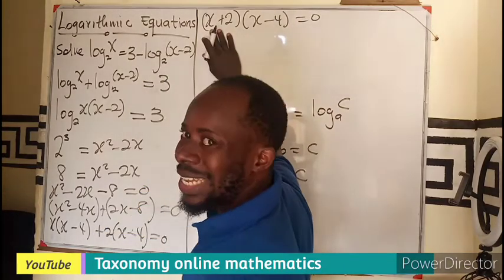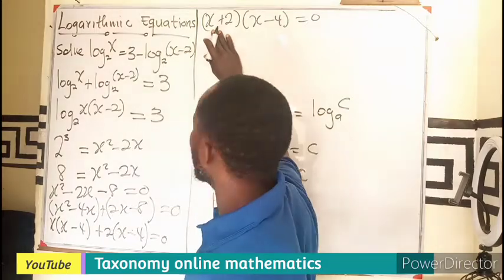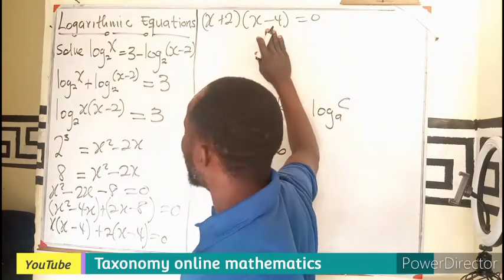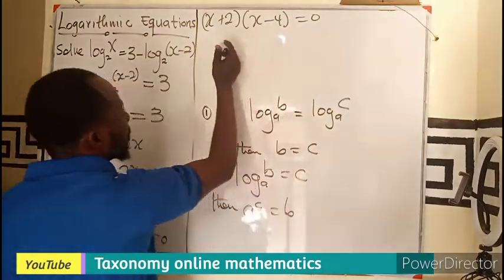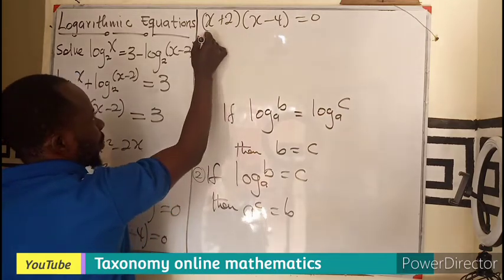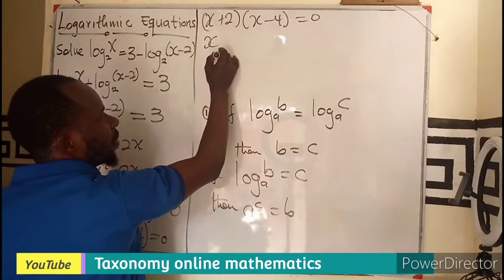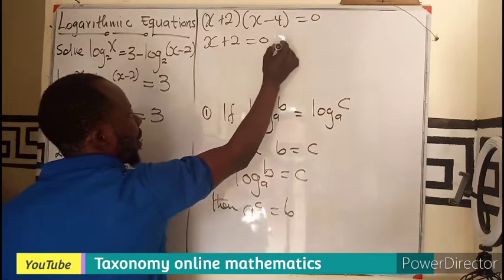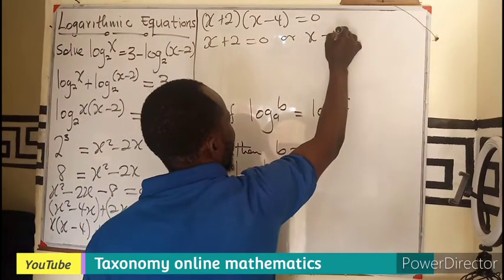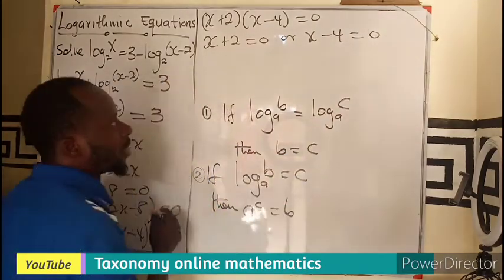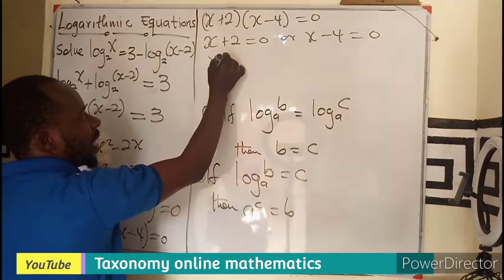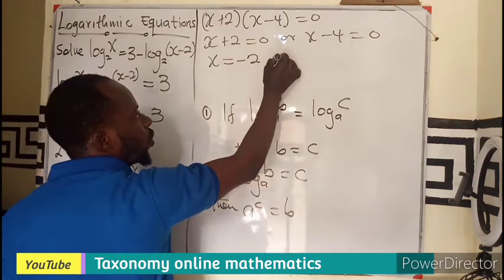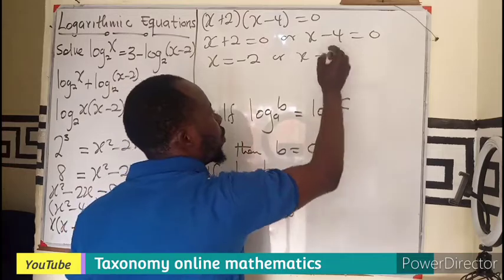So either the first bracket is equal to 0 or the second equals 0. The identity of 0. So we are going to have x plus 2 equals 0 or x minus 4 equals 0. You know from here I'll have x equals minus 2 or x equals 4.